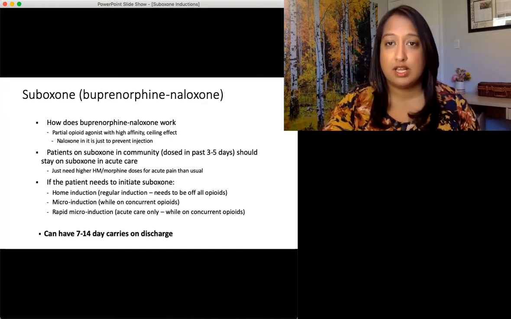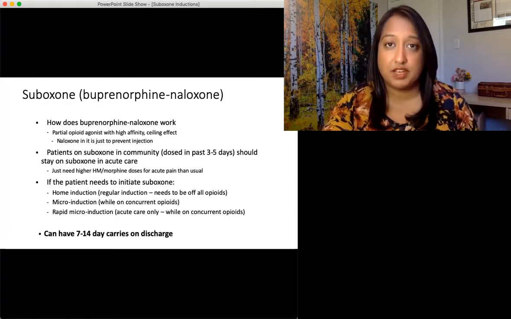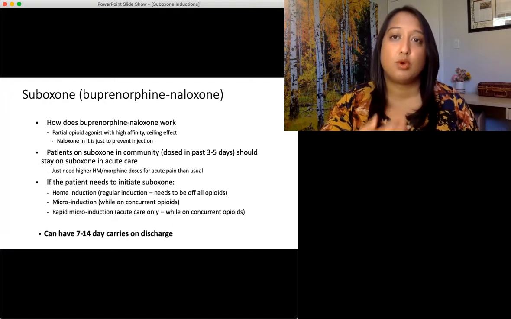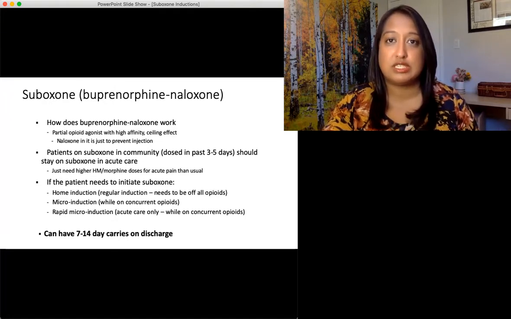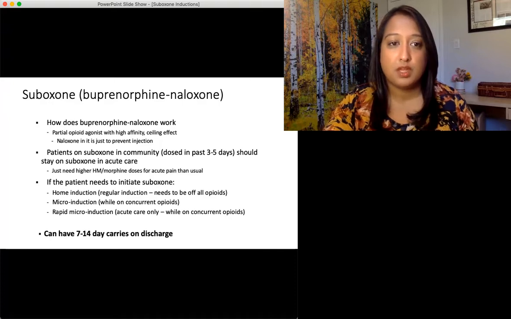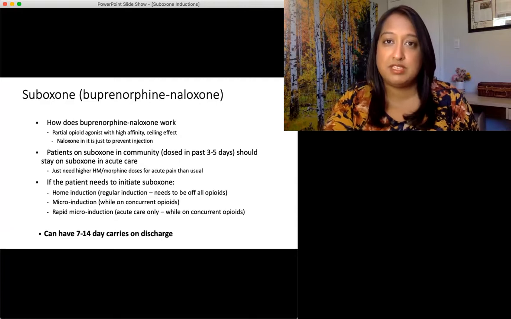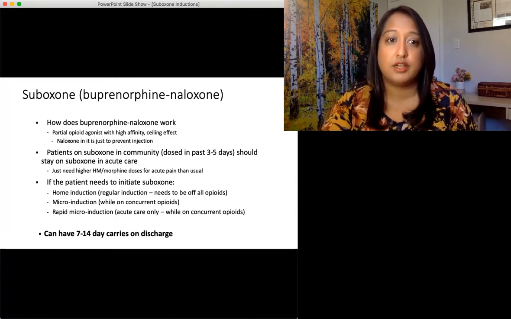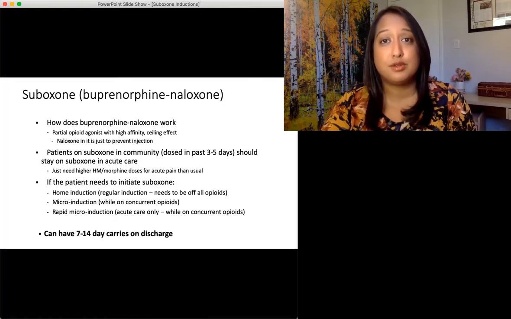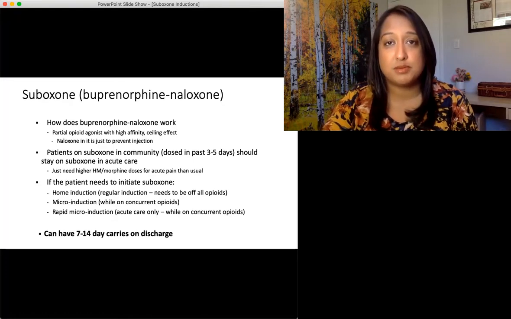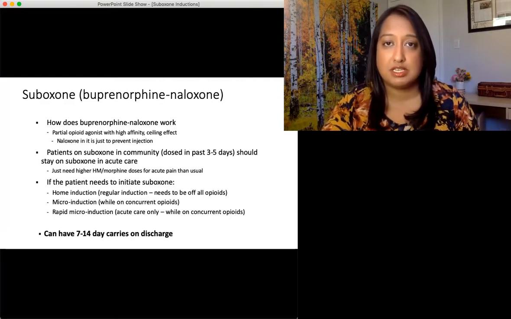The buprenorphine itself is sublingually absorbed. The naloxone in it does not work. It's not effective if it's sublingually absorbed or if it's orally absorbed. So it is really just there to prevent diversion. Patients who are on Suboxone in the community and present to acute care should be maintained on their Suboxone in acute care. They may require lower doses or they may require higher doses of hydromorph or other pain management. Please consult addiction medicine if that occurs.